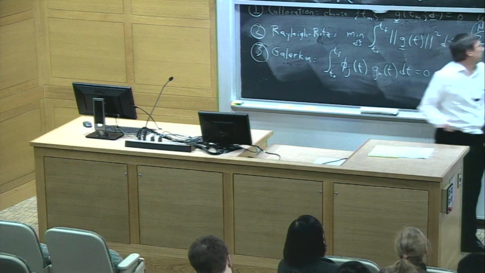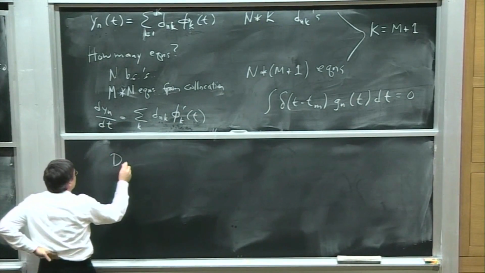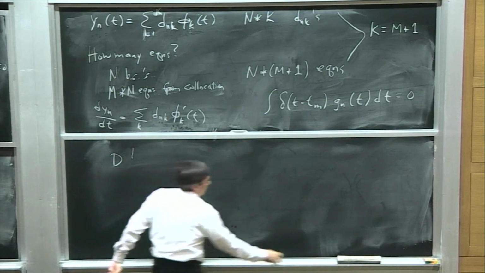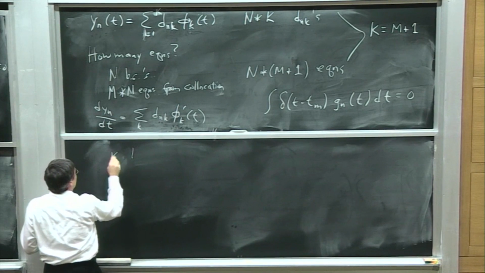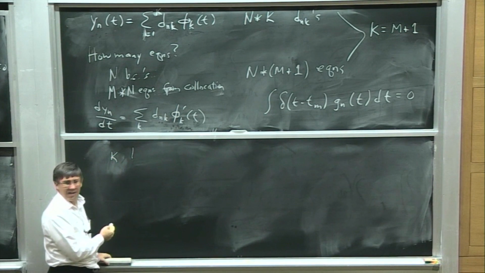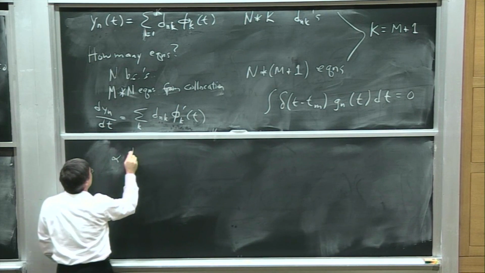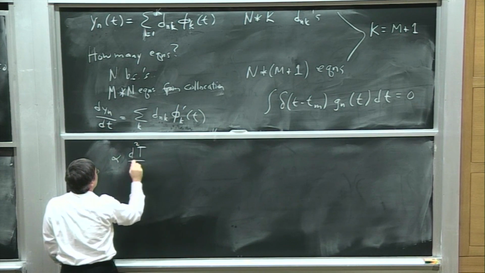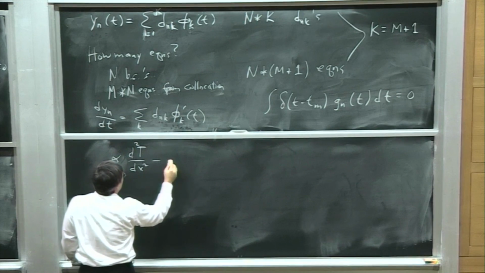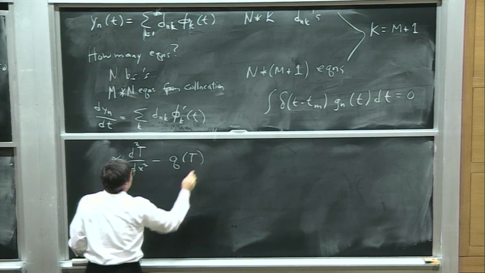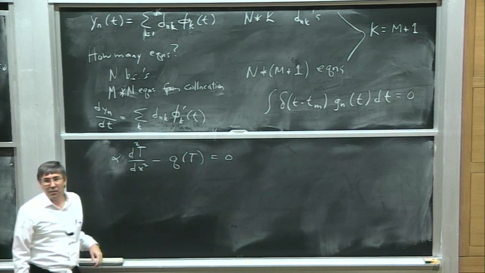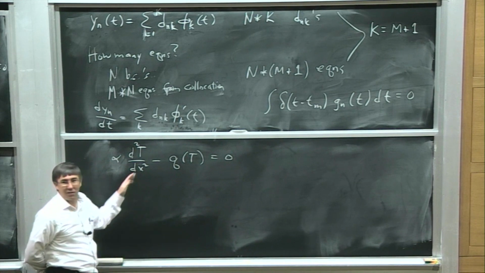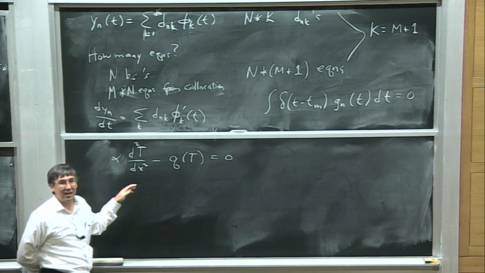And for example, many of the problems we have look like the heat flow equation. So you have something like alpha d squared T over dx squared minus some source of heat that might depend on the temperature, and this has to be equal to zero. Right? Have you seen this before? Yeah, okay. So this is a common one.